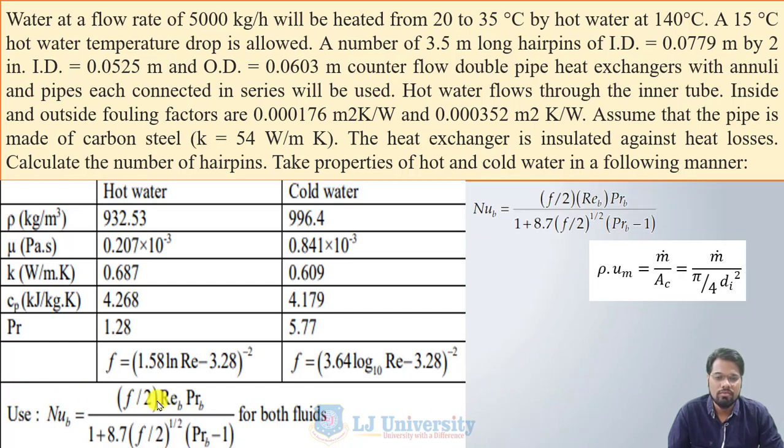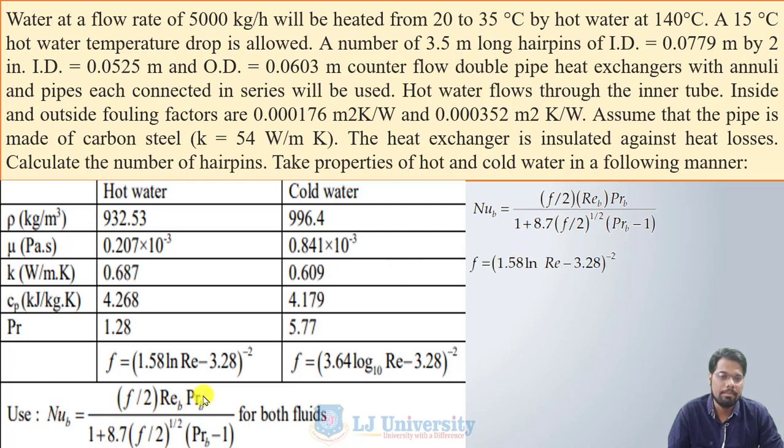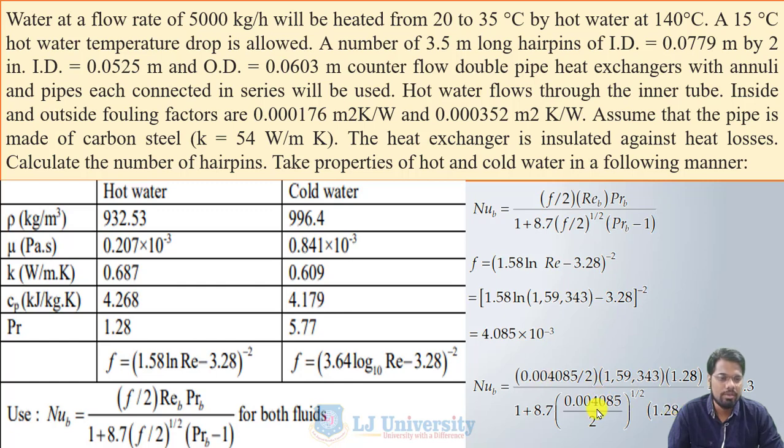Now we have two relations: the relation between Nusselt, Reynolds and Prandtl numbers, and also the relation between the friction factor and the Reynolds number. First we need to find out the value of f from this equation. By putting the value of Reynolds number in this equation, we will get the value of f, which is 4.085 into 10 raised to minus 3. Now putting the value of f, Reynolds number and Prandtl number in this equation, because the value of Prandtl number for the hot water is already available in the data, we will get Nusselt number as 375.3.